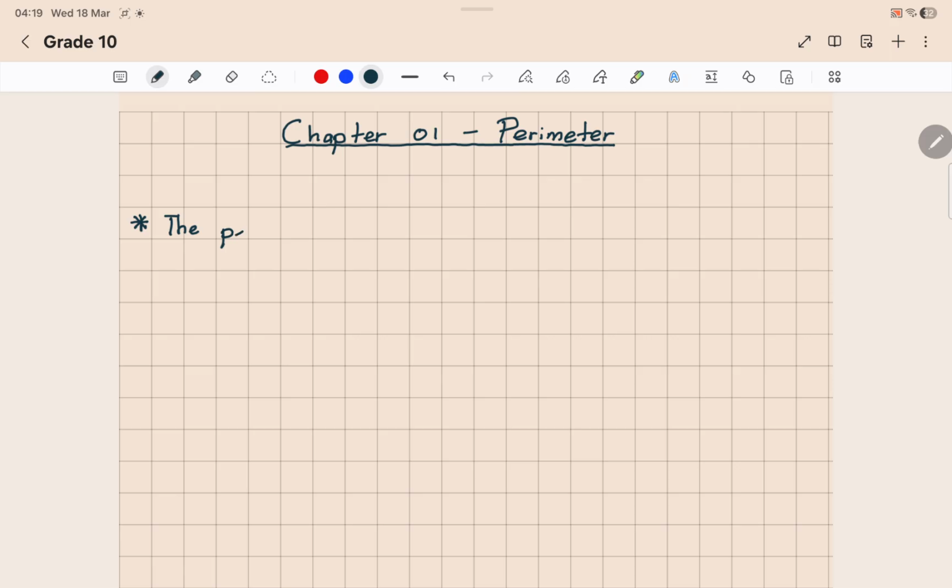The perimeter of a 2D shape or plane shape is the total length of its boundary. Total length of its boundary.